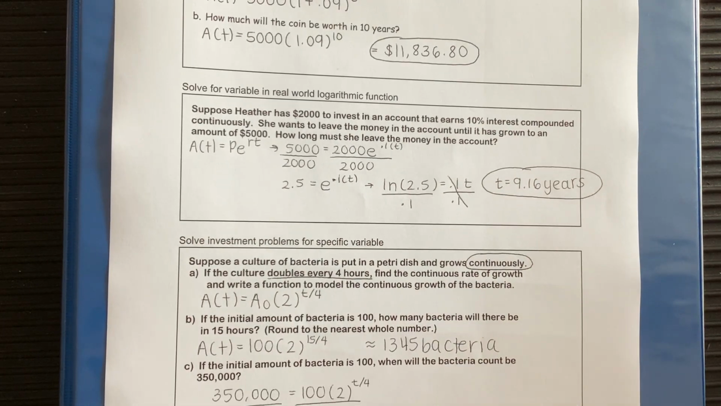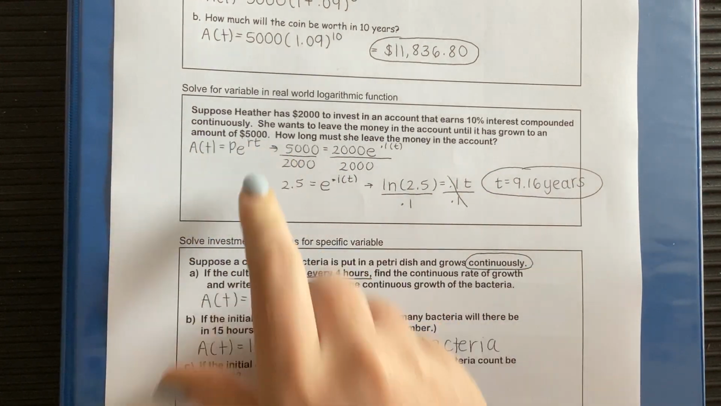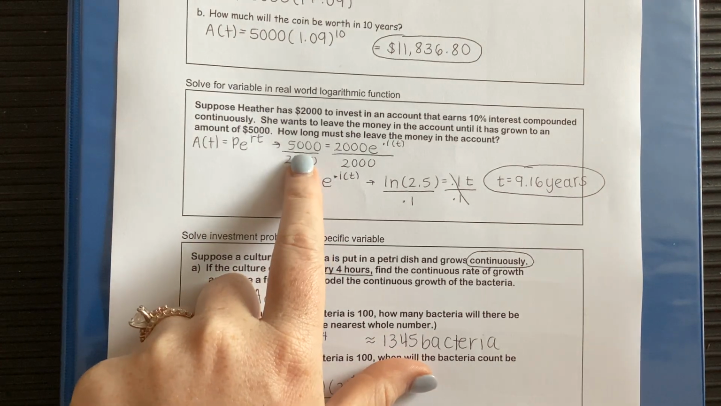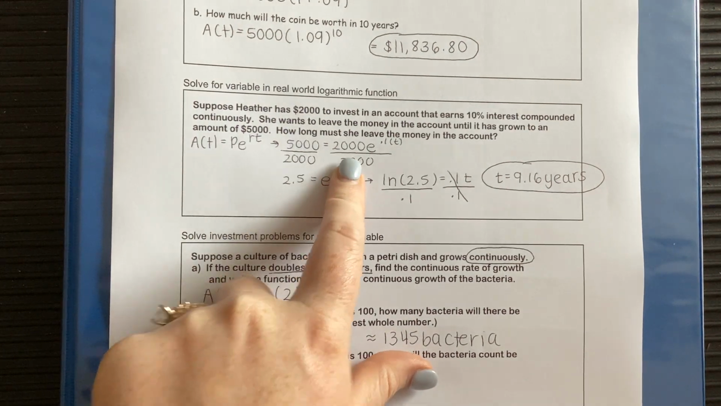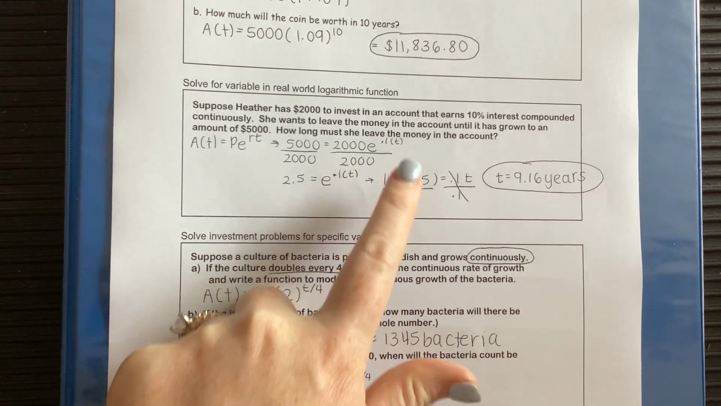This next one, suppose Heather has $2,000 to invest in her account. It's compounded continuously. So when you see compounded continuously, you know you're using this formula right here. She wants to leave the money in the account until it's grown to be $5,000. How long will she have to leave it? So 5,000 we want is our ending. 2,000 is our starting. E raised to the 10% as a decimal is 0.1, and we don't know our t.